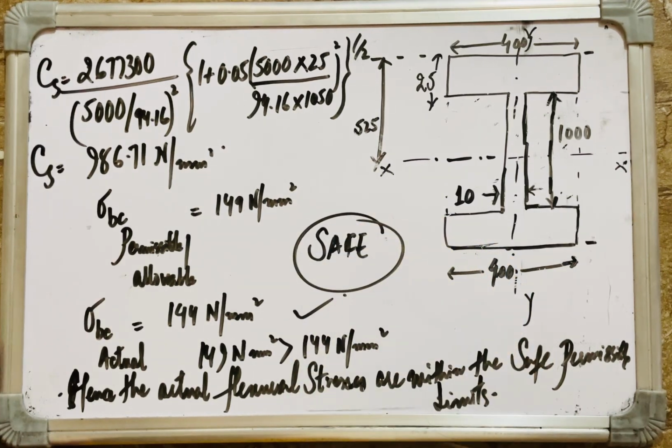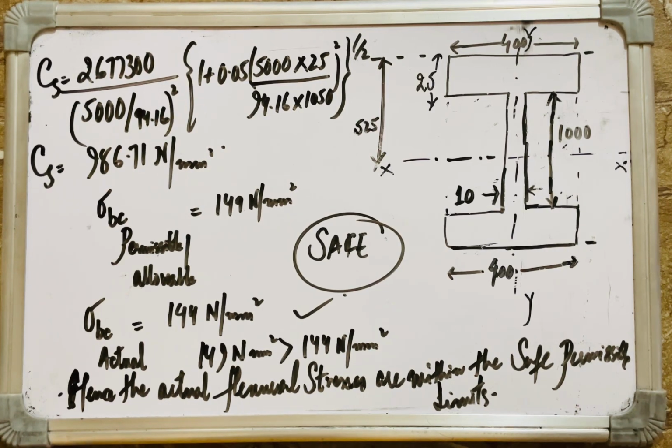All right. So this is how we check our I sections for the maximum bending stresses. Now let's move on. Now we have to check our section for the shear stresses. All right. Let's see how we do it. Since we have completed the check for the maximum bending or the flexural stresses, now we have to check the section for the maximum shear stresses.